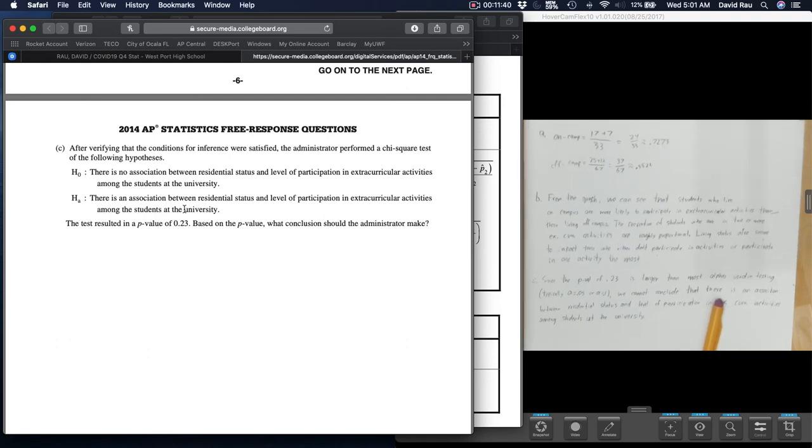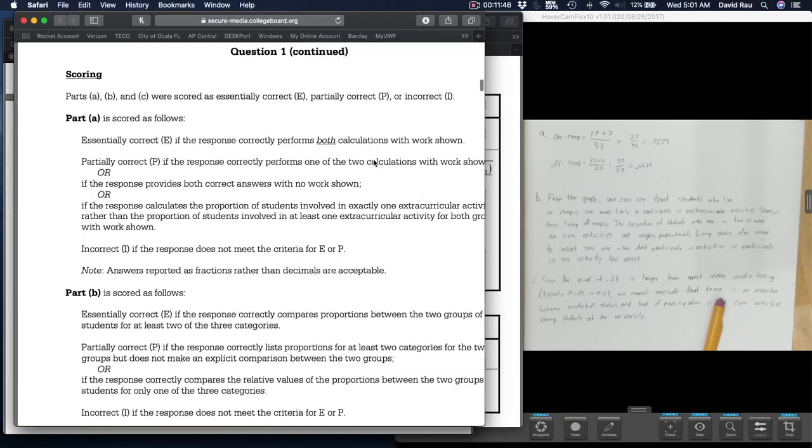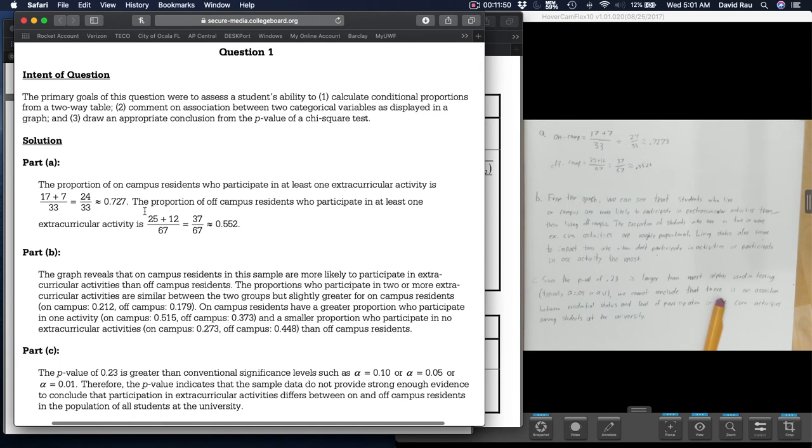Okay, so let's score myself. Again, I'm not guaranteeing that I'm getting everything right. Here goes nothing. 2014. So we get 0.727, which I got. We get 0.552, which I got. And I showed the exact work, so I feel like that's a perfect step there. So again, always show exactly where you got things. Again, the 17 and the 7, the 25 and the 12, I've been getting better at that since seeing videos.